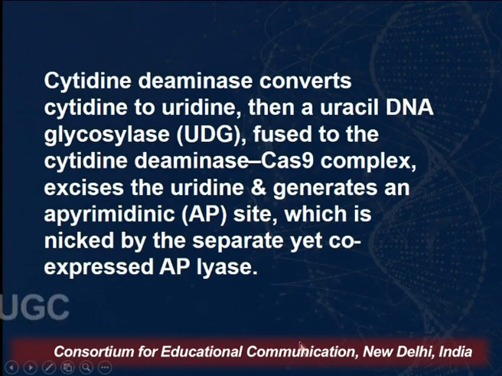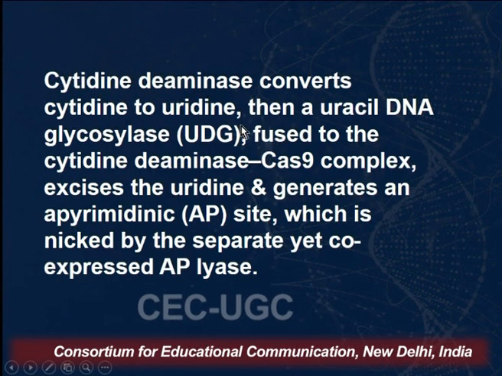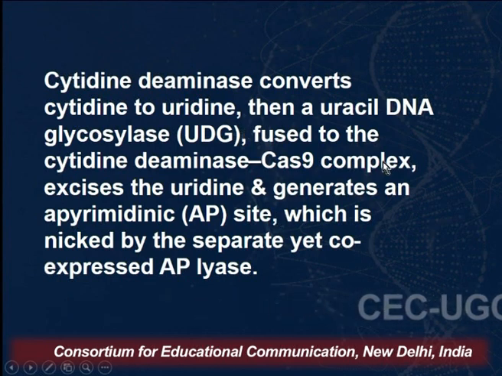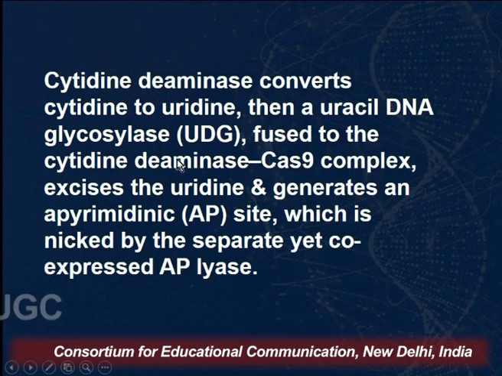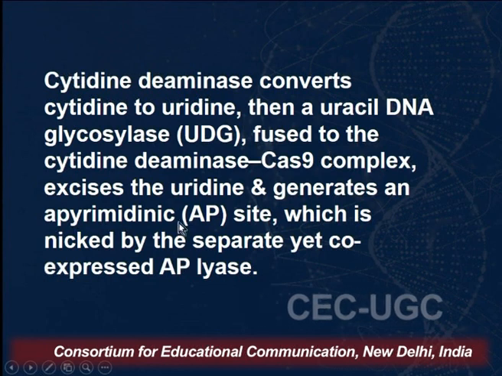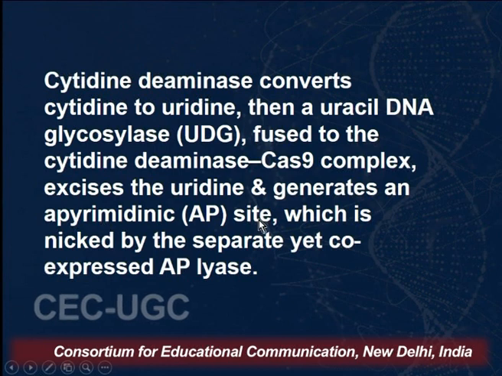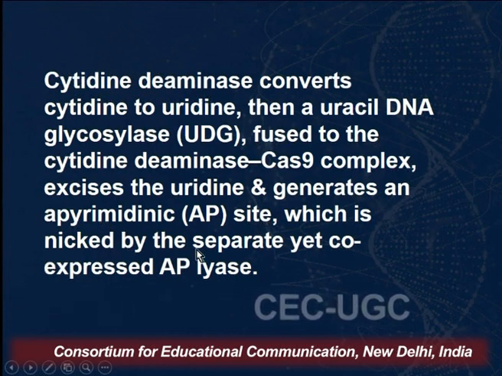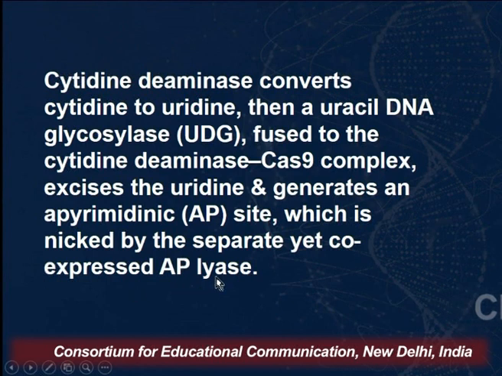Cytidine deaminase converts the cytidine to uridine just like it does in the CBE system, and then a uracil DNA glycosylase fused to the cytidine deaminase-Cas9 complex excises the uridine and generates an apyrimidinic site, which is nicked by the separate yet co-expressed AP lyase. So, what is happening here is that an apyrimidinic site is created, and this is because there is a fusion of uracil DNA glycosylase.